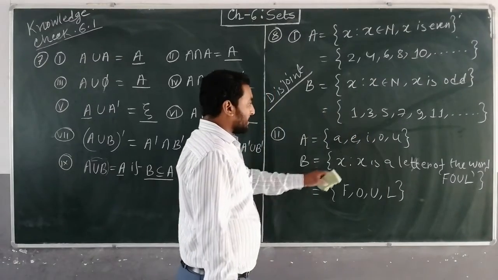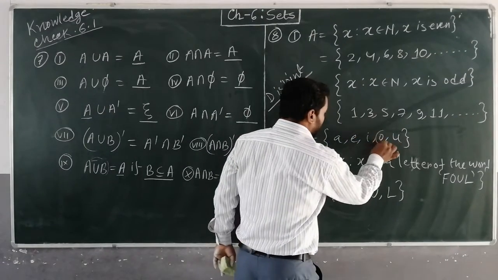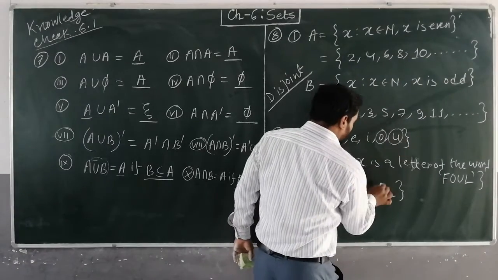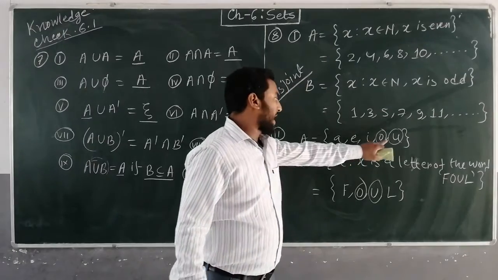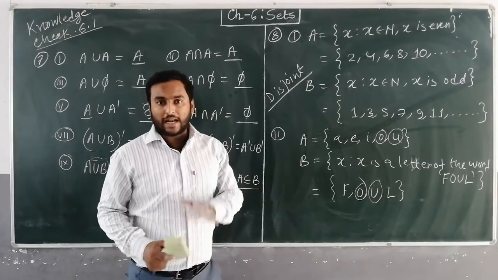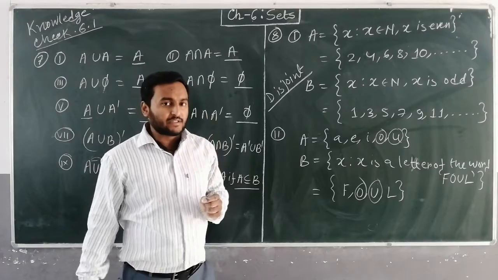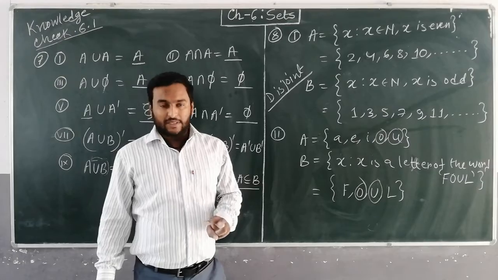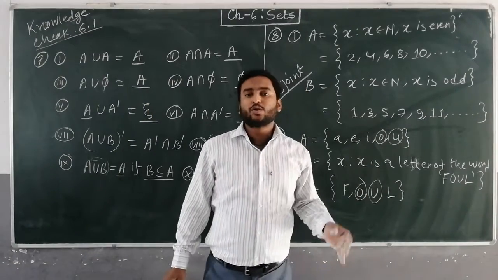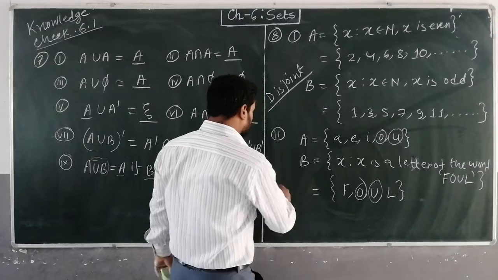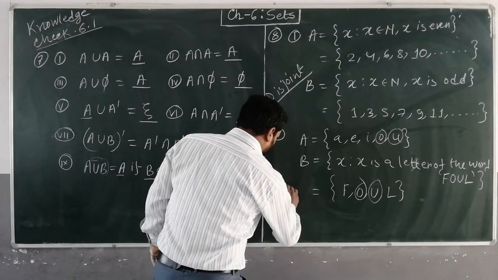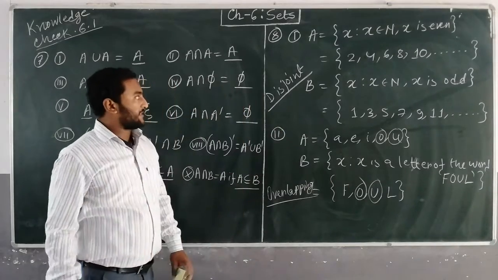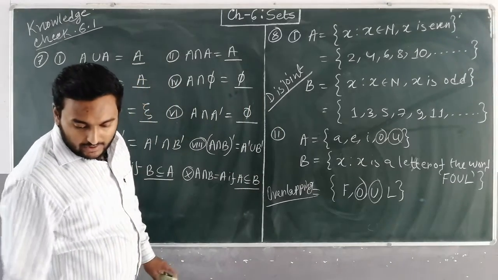Now see that O is here and O is here, so O is common. U is here, U is here. So O and U, two elements are common. And I told you, if at least one element is common between two sets, then the two sets are said to be overlapping. So here two elements are common, so these two sets are overlapping sets. Now come to the third part.